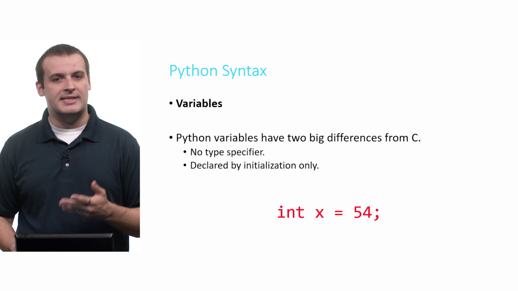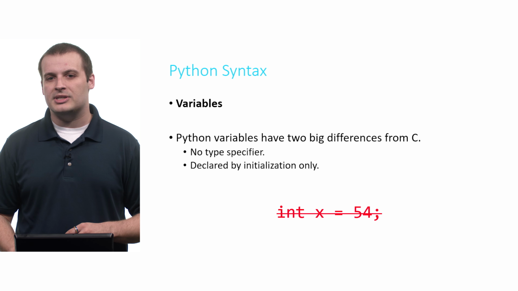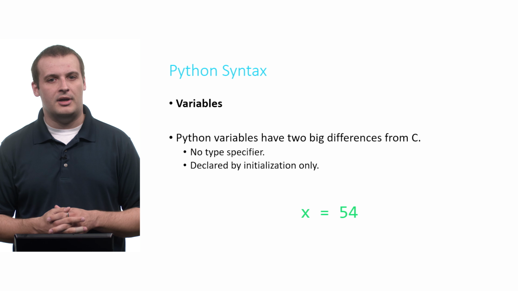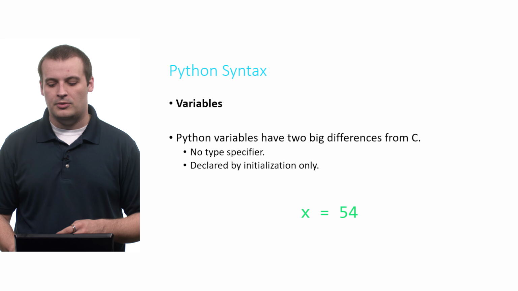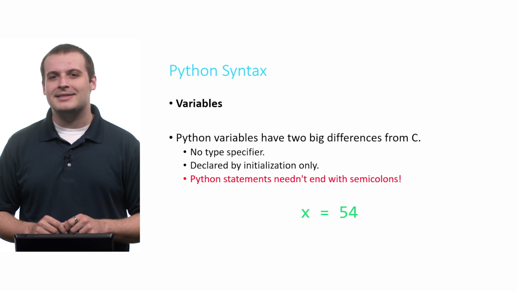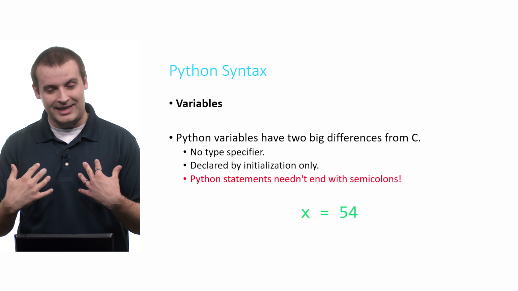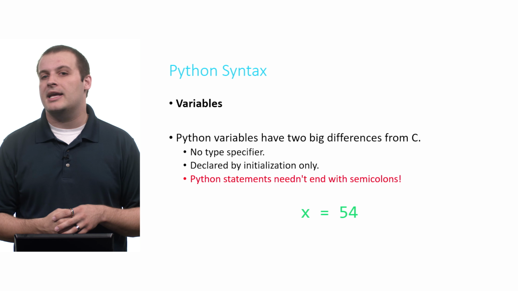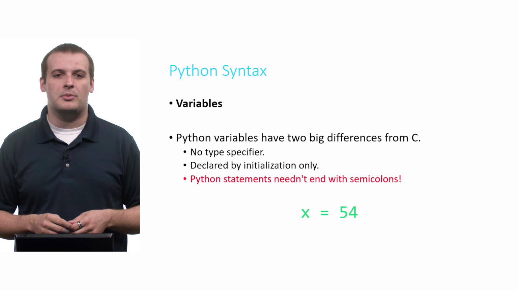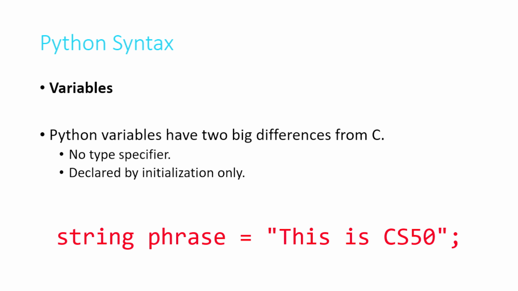So where in C we might say something like this, int x equals 54 semicolon. In Python, we just say x equals 54. And that creates a new variable for us in Python called x and assigns it the value 54. And notice here, Python statements don't need to end with semicolons. So that might be a nice thing, right? If you're the kind of person who, like me, oftentimes will forget to put a semicolon at the end of a line. In Python, you don't need to include them. You can include them and it won't have a problem, but you can also omit them to make your code look a little bit cleaner.